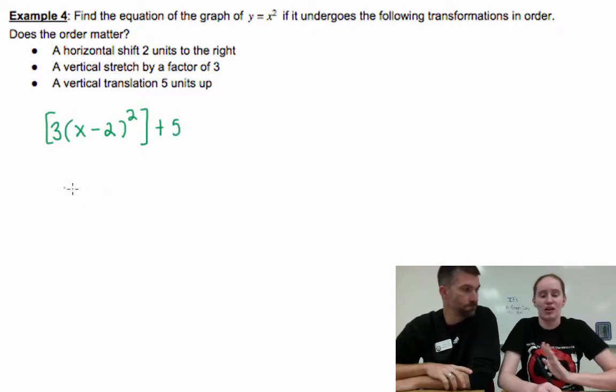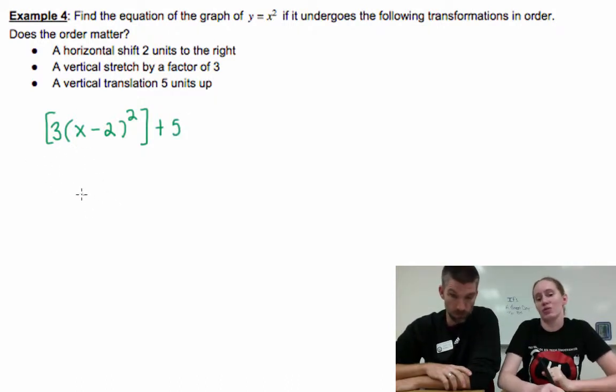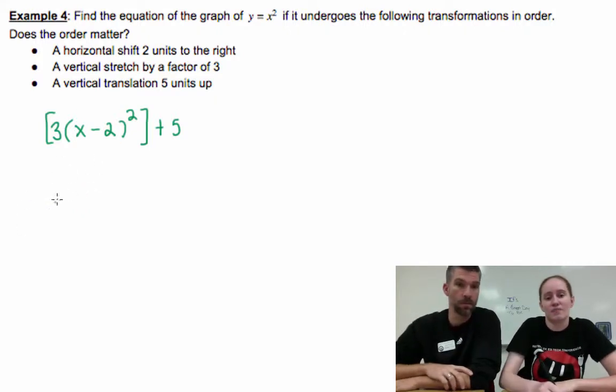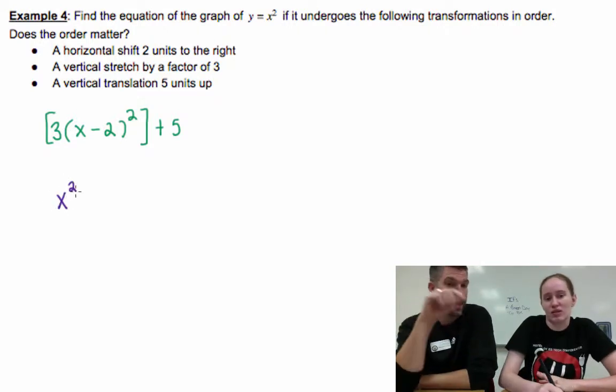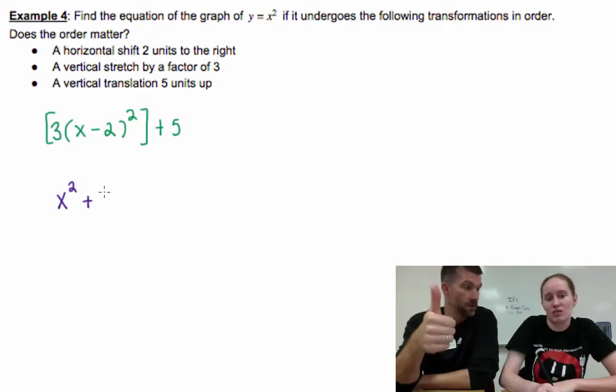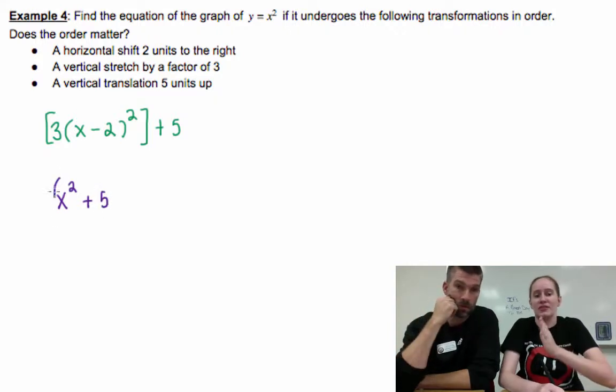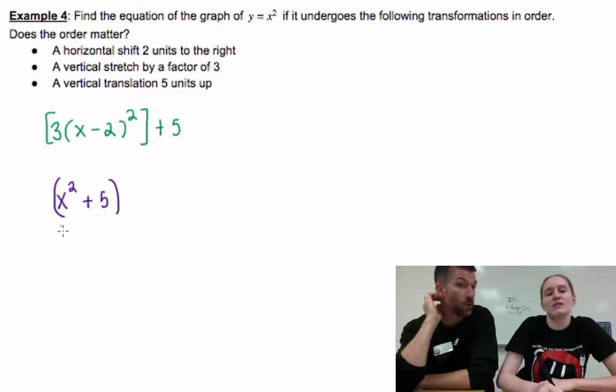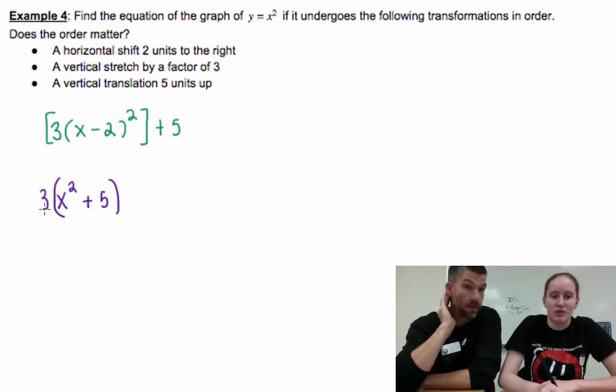Okay, so in order for us to figure out if the order matters, we need to do this the opposite way. Let's see if we get the same thing. A vertical translation, 5 units up. That means we're starting with x squared and we're going up 5 units. Now this is our new function that we're going to vertically stretch by a factor of 3, which means we put a 3 on the outside.